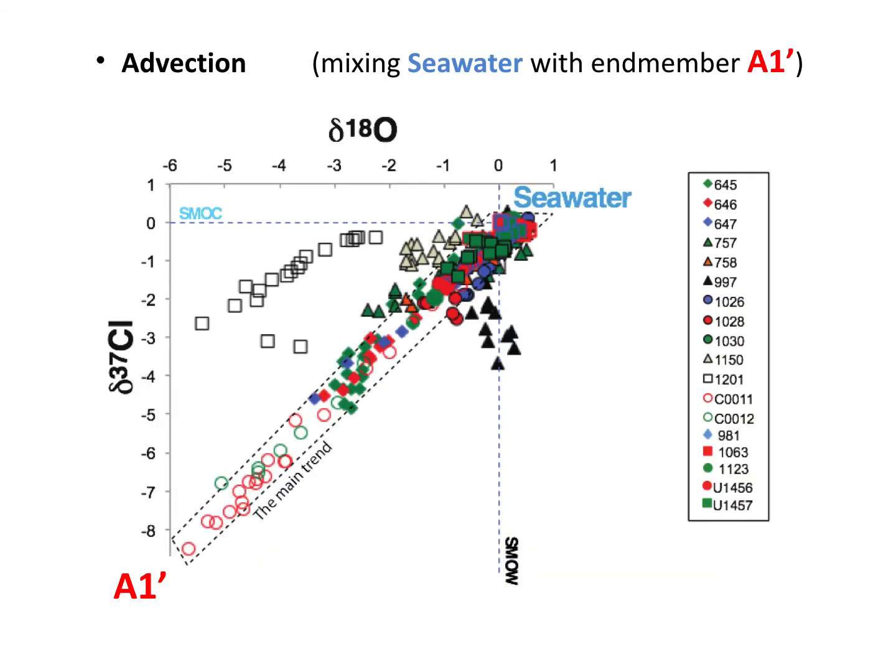Advection. It is quite simple. The fluid pore A1', depleted in O18 and 37 chloride, is injected from below into the sedimentary piles, whatever the geological context. This results in straight lines in the delta O18, delta 37 diagram because the chloride concentrations do not vary much. However, the process that generates the 37 chlorine depletion of A1' remains unknown.